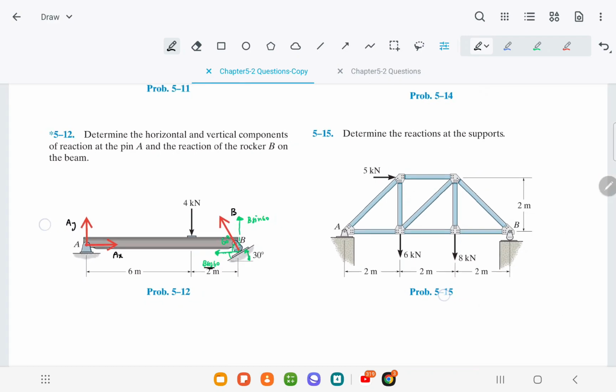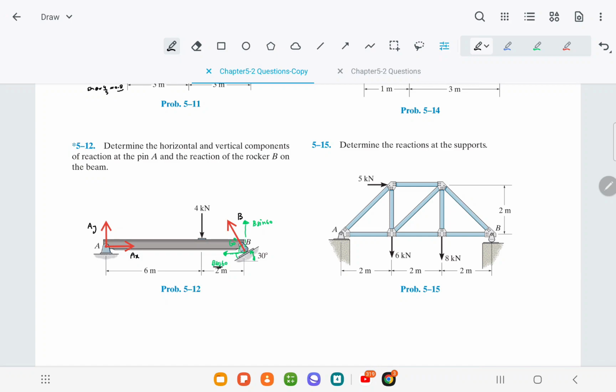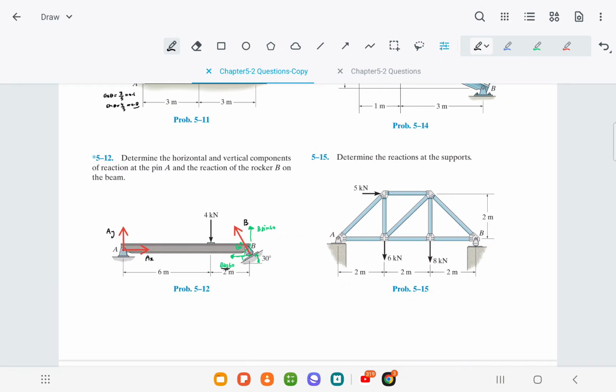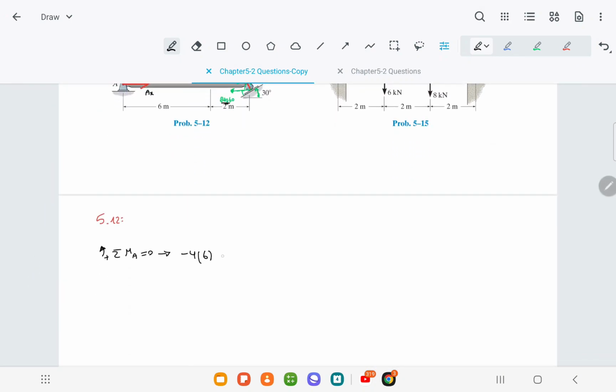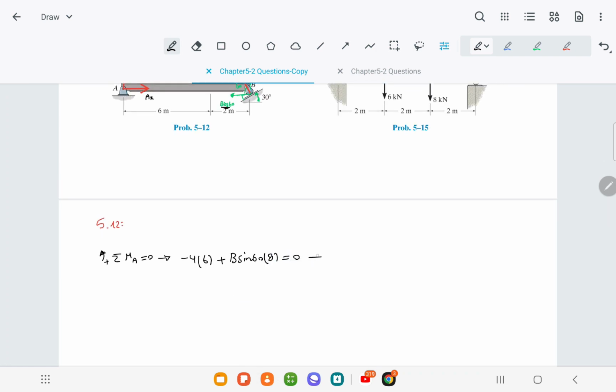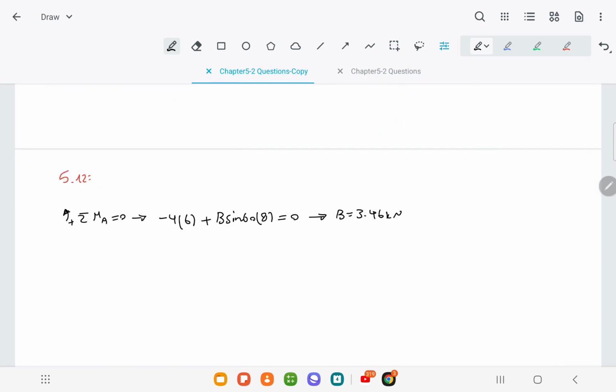Because force B cosine 60 passes through pin A, it doesn't make any moment about A. But the other force, B sine 60, makes a counterclockwise moment about A, so its moment is positive B sine 60 times 8. From here, we can find force B, which is 3.46 kN.